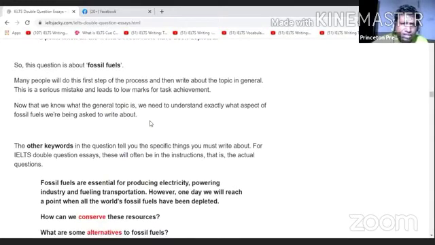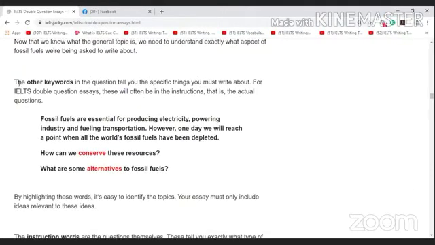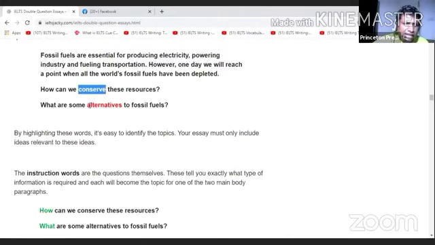Now that we know what the general topic is, we need to understand exactly what aspect of fossil fuels we are being asked to write about. Not fossil fuel in general, but a specific aspect. The other keywords in the question tell us the specific things. Now we know that we'll be dealing with fossil fuels, and now the specific ones. What's that specific? Conserve and alternatives.